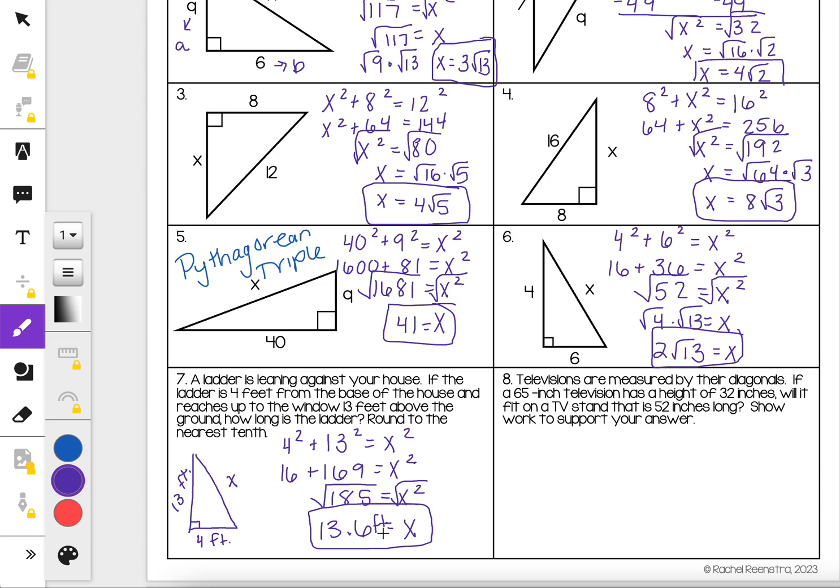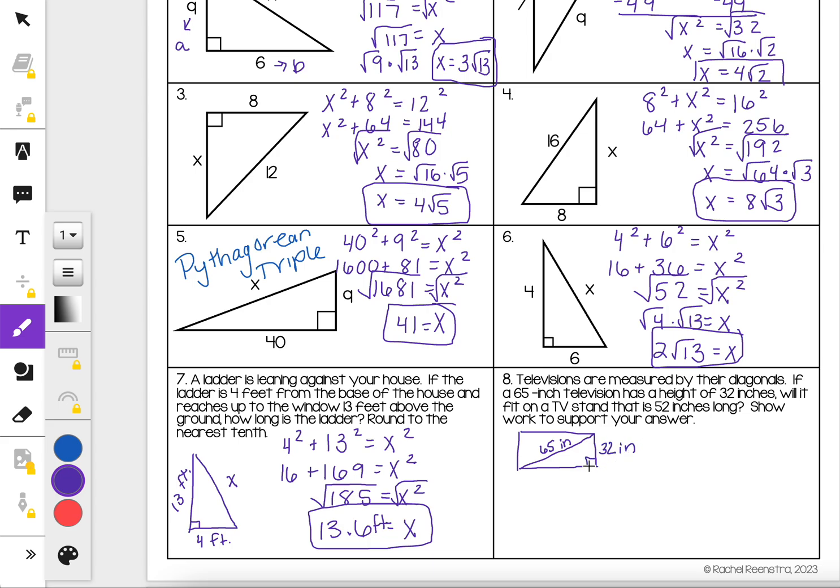Okay, and then our last word problem, number 8, it says televisions are measured by their diagonals. If a 65-inch television has a height of 32 inches, will it fit on a TV stand that is 52 inches long? Show work to support your answer. So this one's a little bit tricky. So we're going to have this TV here, and like it says in the problem, TVs are measured by their diagonals. So if I had a TV with a diagonal of 65 inches, that would be a 65-inch TV. It tells me that there is a height of 32 inches.